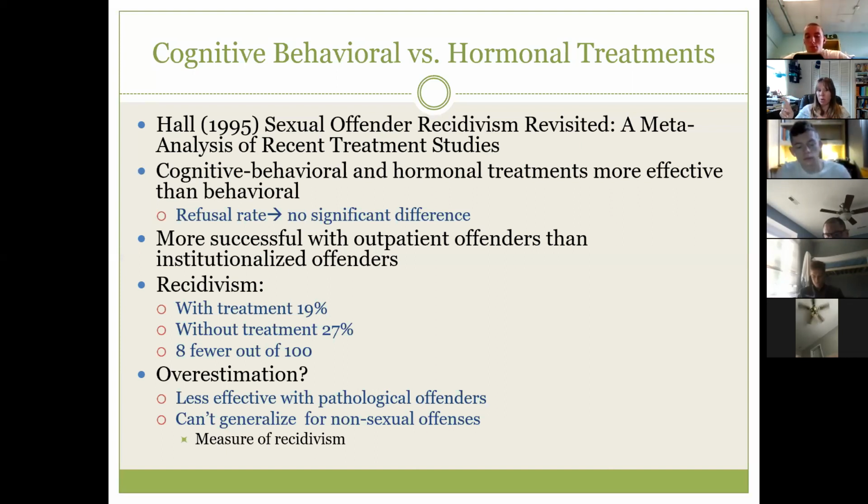That's a very important caveat when you are interpreting these results, because if you didn't know that, you would think that for any sex offender, regardless of how serious they are, we're going to see 8 fewer sex offenses out of 100. And that's not the case. These treatments are way less effective for pathological offenders, because they were not included in the study. So basically, offenders that are not psychopaths, that are not the most pathological offenders, when receiving cognitive behavioral or hormonal treatments, will result in 8 fewer sex offenses out of 100.